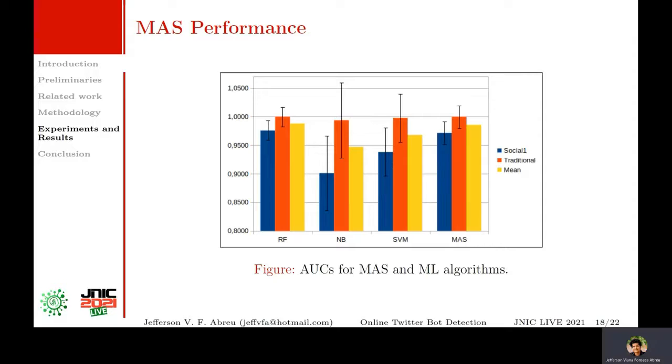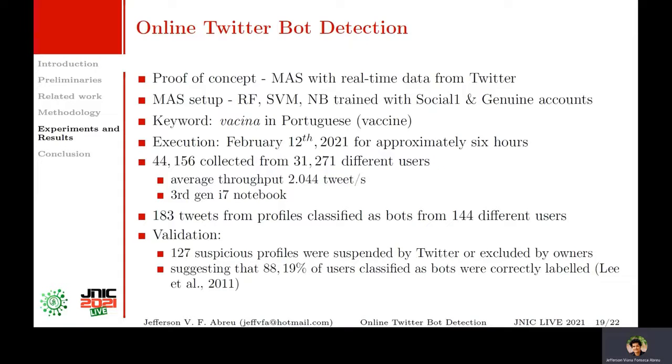We have a graphic with the same data from our previous table. We can see that our MAS performed well, and it is very close to the random forest, which is a good thing.